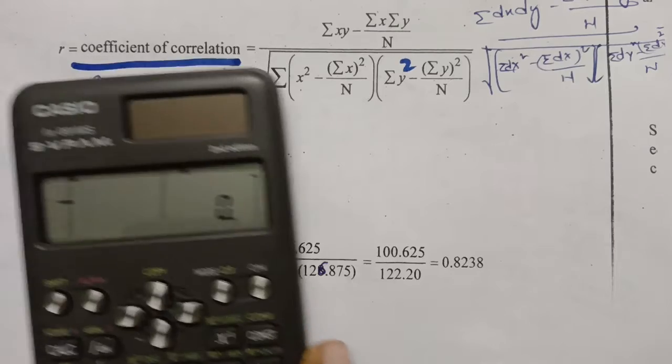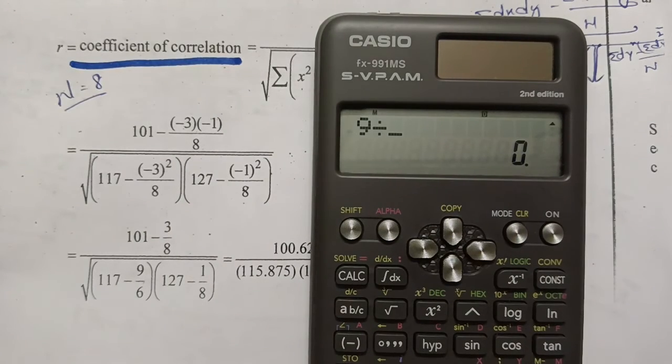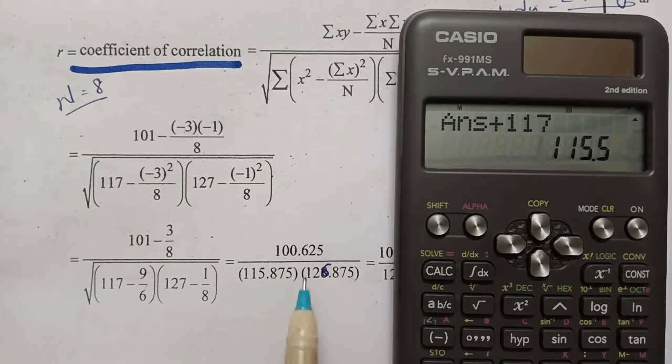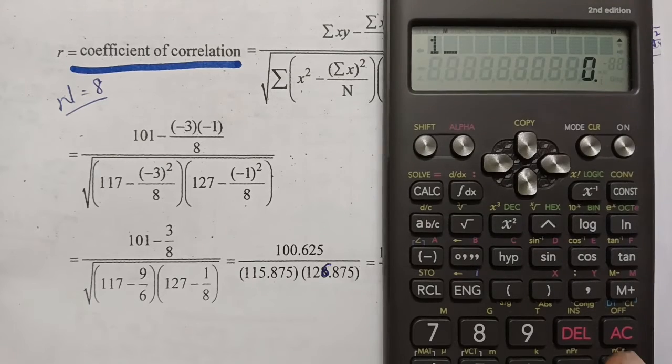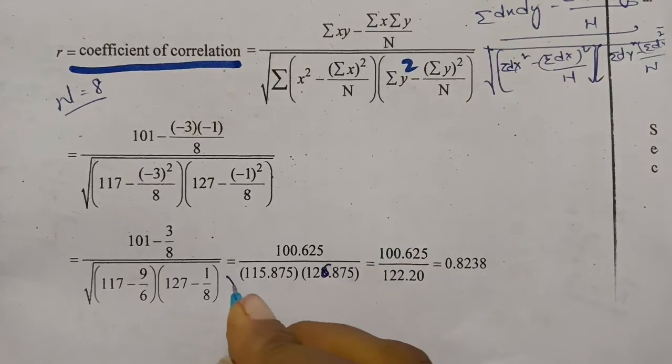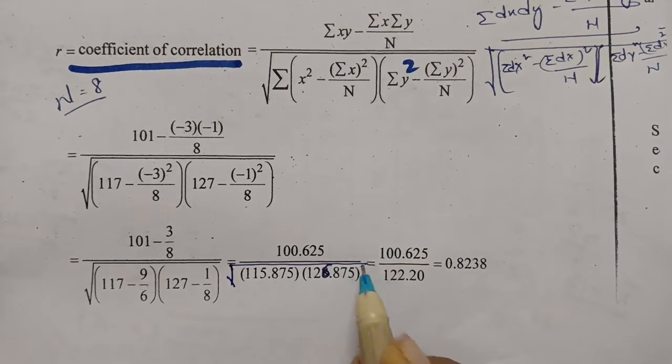Clear? And the next one in the down part, this is 9 divided by 8. Clear? This is 9 divided by 8 into minus 1 plus this is 117. The value here is 115.5 around. So this value they have written. And the next one here is 1 divided by 8 into minus 1 plus this is 127. The value here is 126.875. Now here they forgot the root, so there will be a root here. There are small mistakes in the textbook.